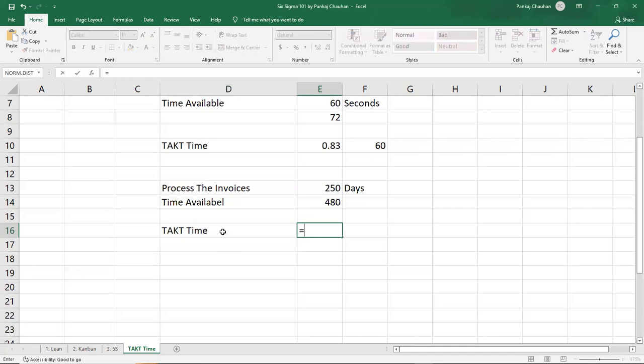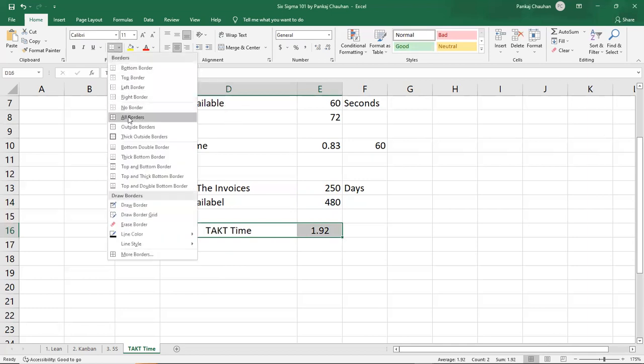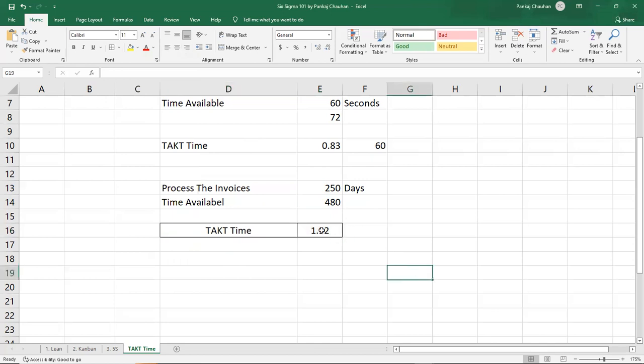So total time available is 480 minutes, divided by the demand 250. So each invoice should not take more than 1.92 minutes to complete. Then you will be able to complete all these 250 invoices within the 480 minutes. And you can do the back calculation: each invoice takes 1.92 minutes, multiplied by the total invoices, 250, which is equal to 480 minutes.